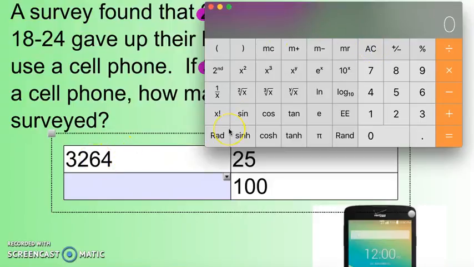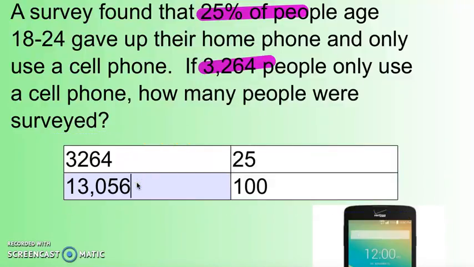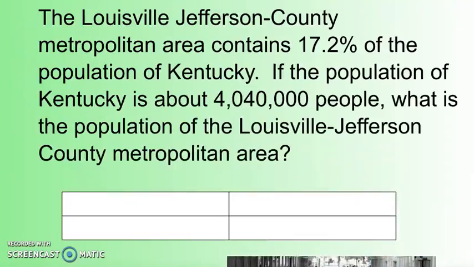We're taking 3,264 times 100, then divided by 25. And 13,056 people is our answer. And that's how many people were surveyed. Okay, let's look at our next one.